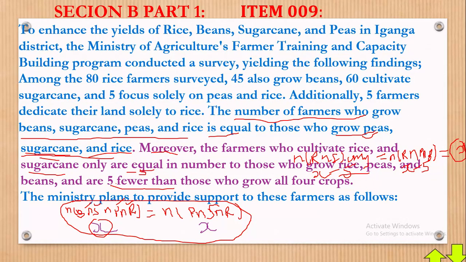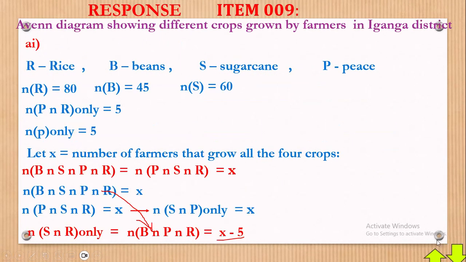Now, like you see, number in S and R only is equal to number in R intersection P, and they are all having X minus 5. Where did it come from? It came from the words 5 fewer than those who grow all the crops. Those who grow all the crops were X. So if they say 5 fewer than, it means minus 5. That will work for those who grow rice, peas, and beans. And remember, they also equal those who cultivate rice and sugarcane only. Alright, good. Now let's proceed.